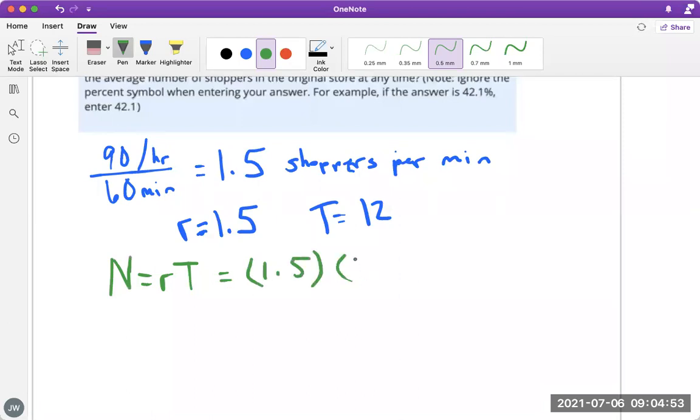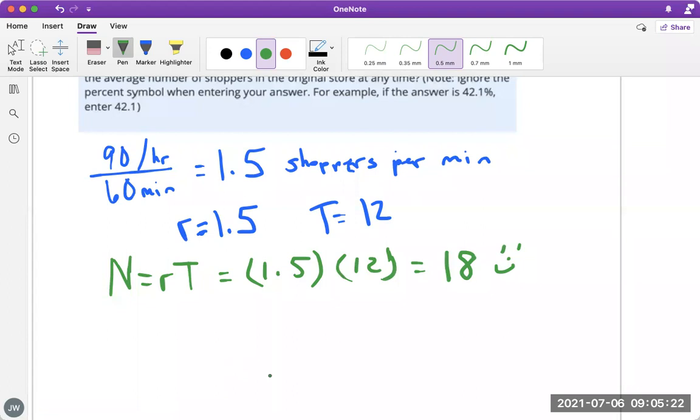Calculators, please get that out. Calculate this and let's see what you get. All right, I didn't pause the video, but it didn't take too long to type that in, right? Everybody got 18? Got that? Awesome. Now, the question asks for you to give the percent less than the original store, right?